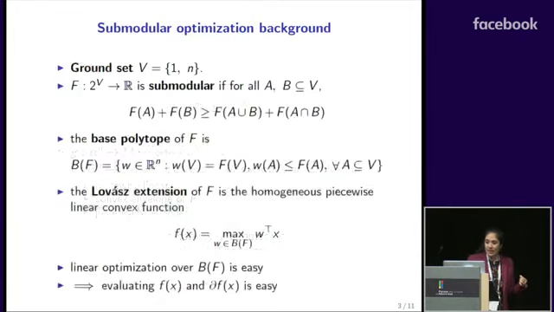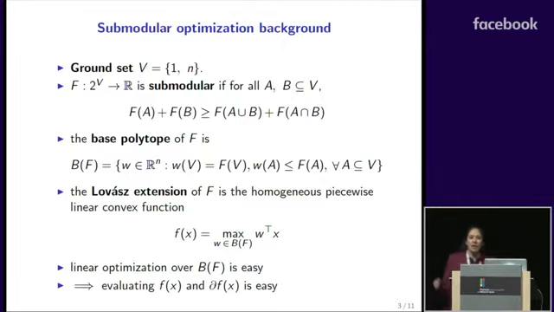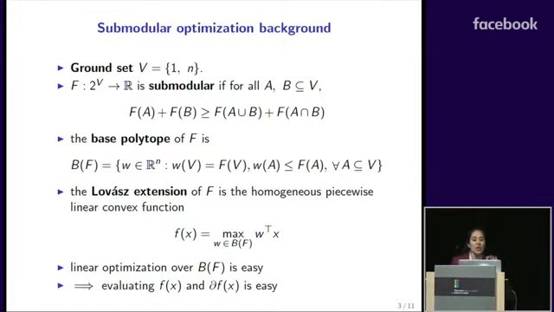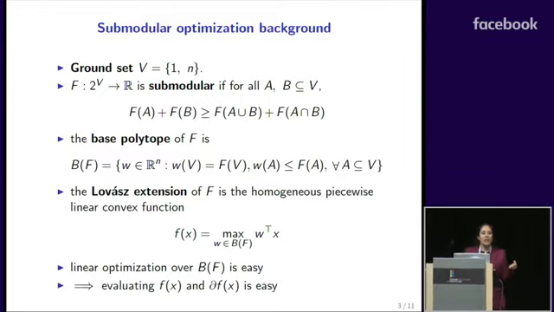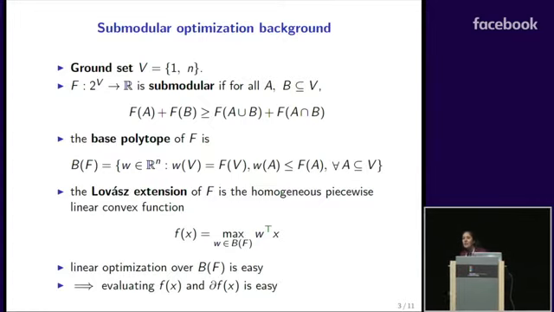To give you a little bit more details, we're going to use a dual view of the Lovász extension. We'll define the base polytope of the submodular function, which is a polytope that generically has exponentially many vertices and exponentially many facets. You can define the Lovász extension equivalently as the maximum of the linear function x over the base polytope. This is useful because linear optimization over the base polytope is easy.